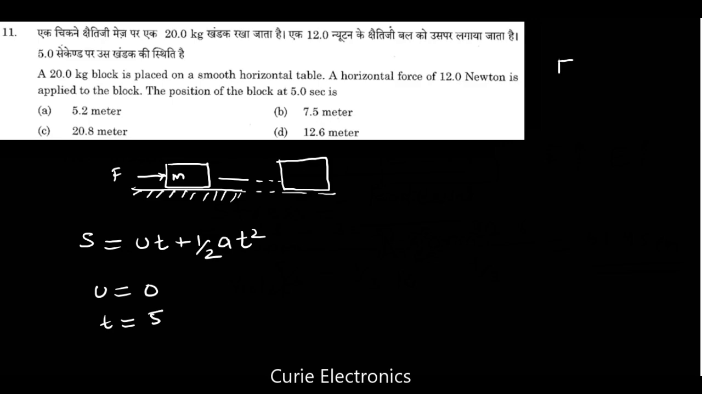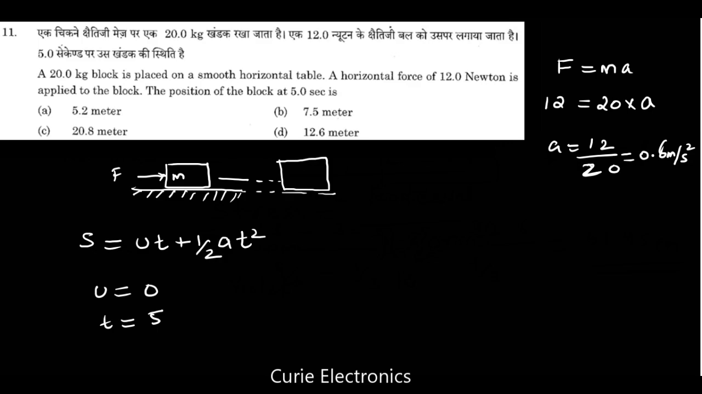Now, according to Newton's second law, force is equal to mass into acceleration. Force given is 12 Newton, mass is 20 kg, and acceleration we have to find. So a equals 12 upon 20, which is 0.6 meter per second square. So we got the acceleration.